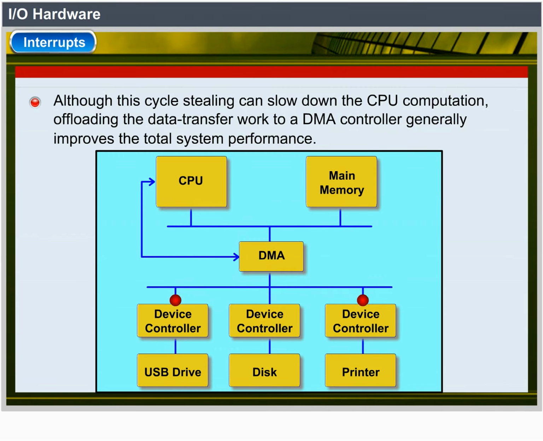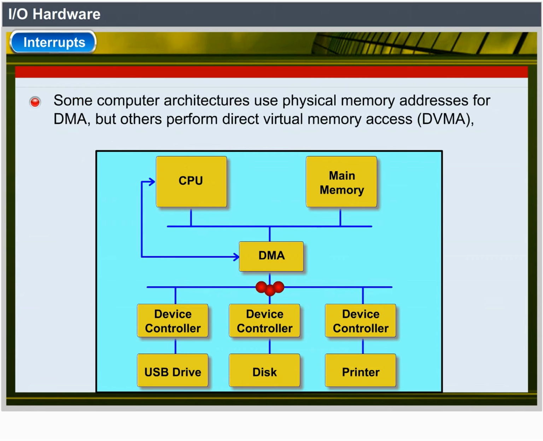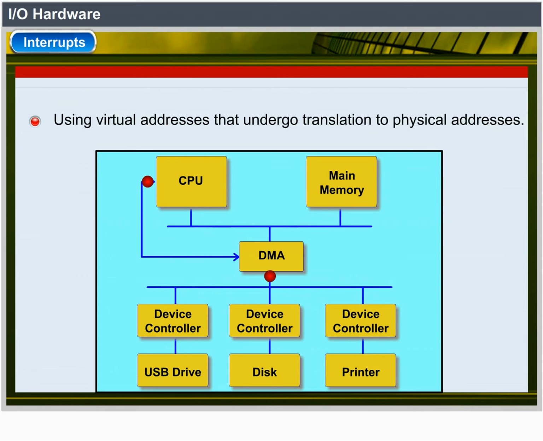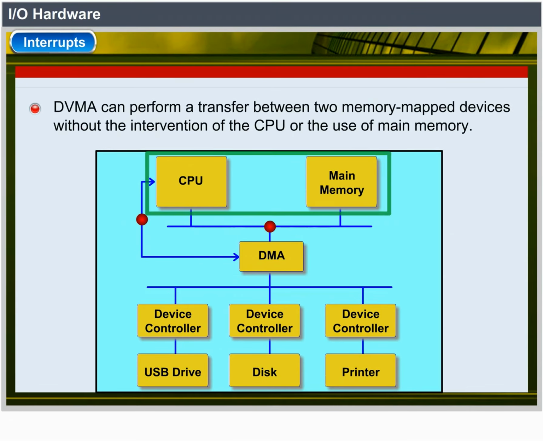Some computer architectures use physical memory addresses for DMA, but others perform Direct Virtual Memory Access (DVMA), using virtual addresses that undergo translation to physical addresses. DVMA can perform a transfer between two memory-mapped devices without the intervention of the CPU or the use of main memory.